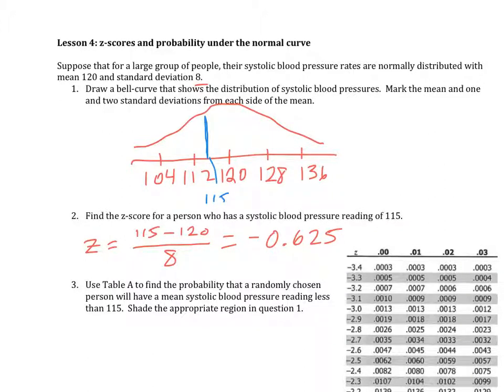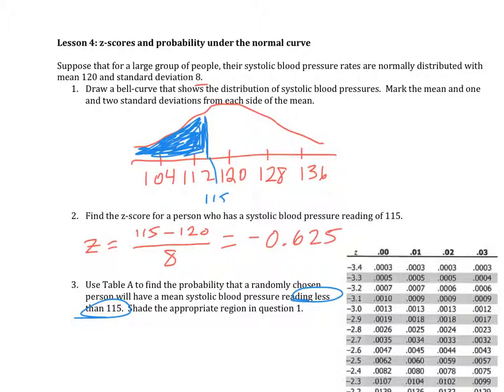So now we'd like to find the probability that a person's blood pressure reading will be less than 115. So in other words, I want to find this blue shaded area. Okay, there's two ways to do it. One is to use Table A and z-scores, and the other way is to use StatCrunch. I'll show you both ways.